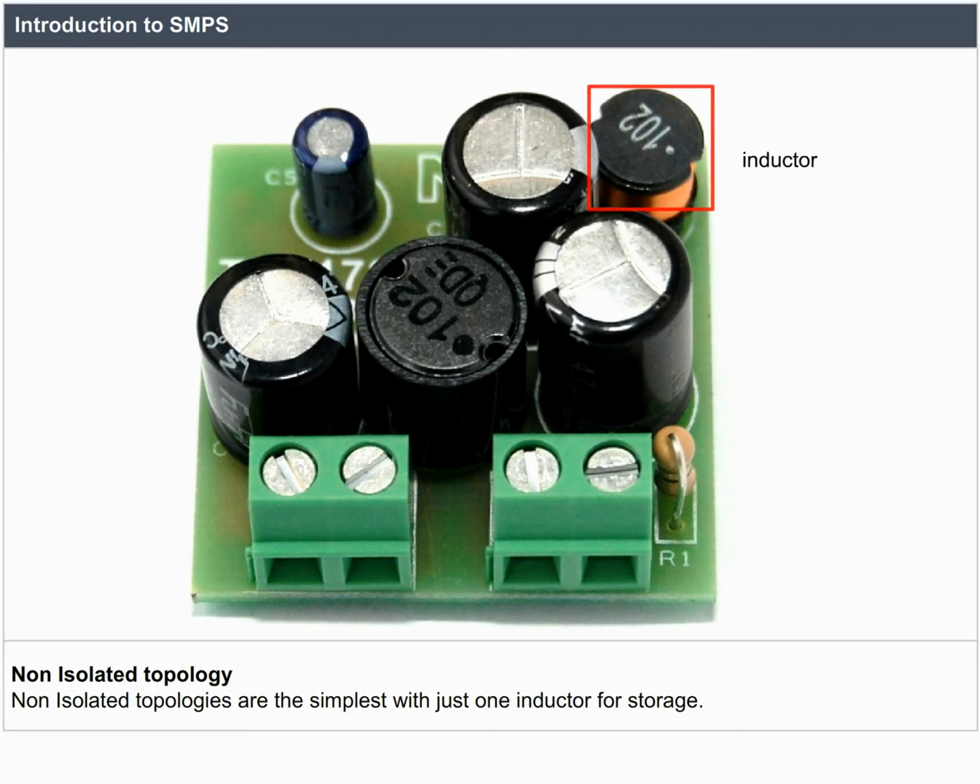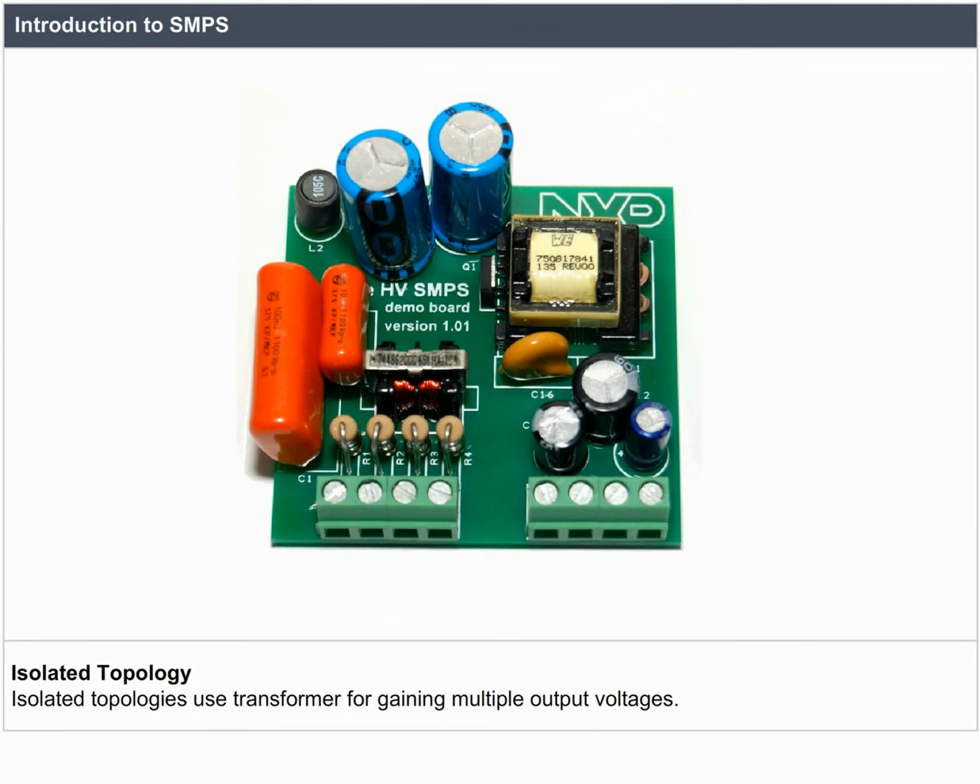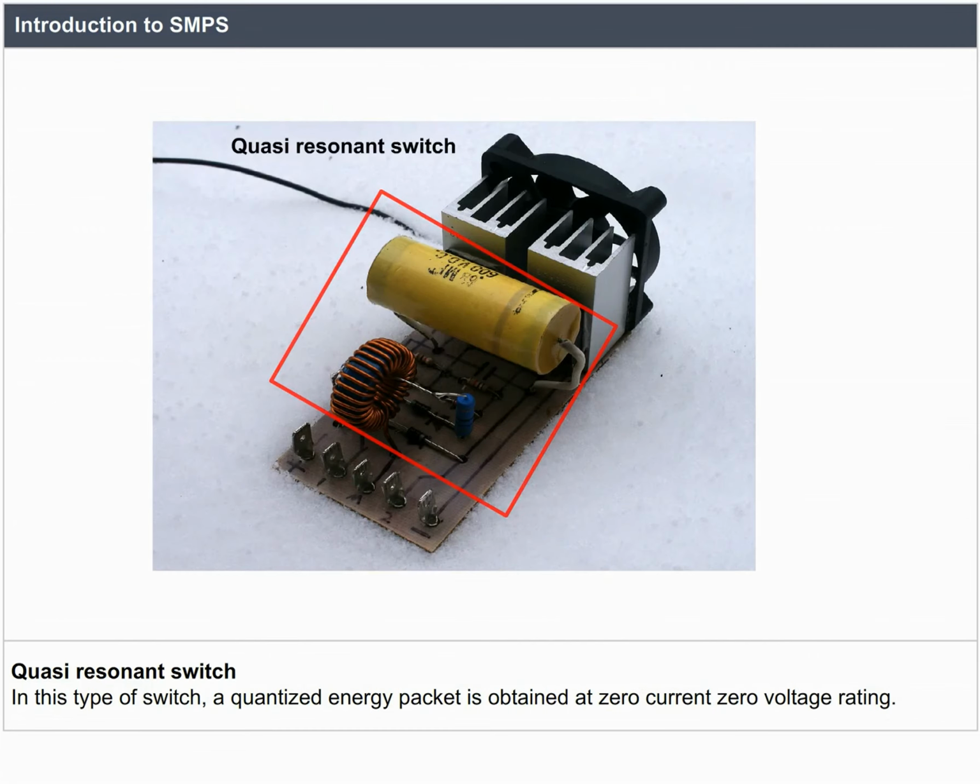Non-isolated topology. Non-isolated topologies are the simplest with just one inductor for storage. Isolated topology. Isolated topologies use transformer for gaining multiple output voltages. Quasi-resonant switch. In this type of switch, a quantized energy packet is obtained at zero current, zero voltage rating.